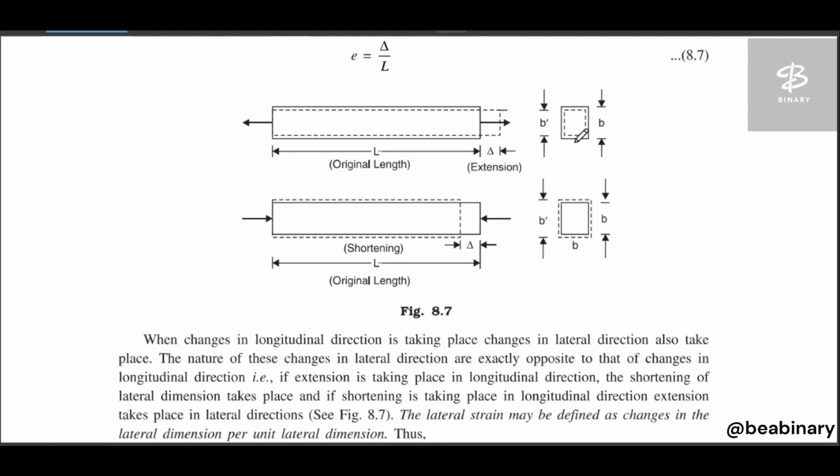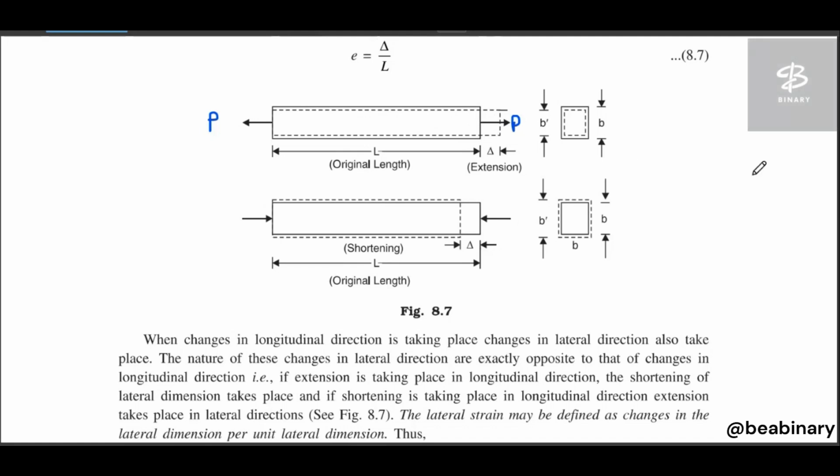The dark continuous outline is the original, and the dashed outline is after elongation takes place, delta L. After applying the load P, the tensile force P, this component is stretched by delta L. The width also contracts. We obtain the dashed bar, which is the bar after the load is applied.